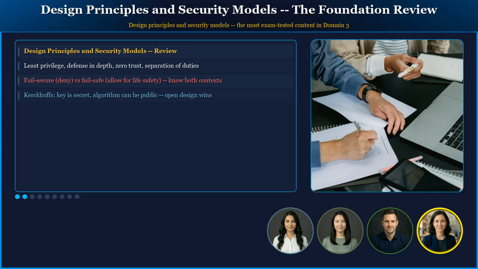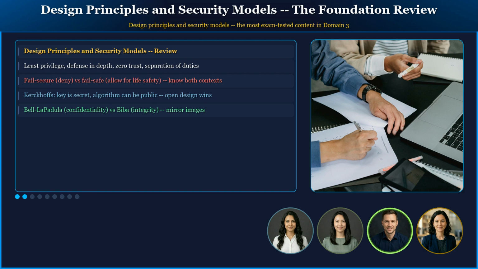Security models are the most common Domain 3 scenario source. Describe a behavior, identify which model it implements. Bell-LaPadula is confidentiality: no read up, no write down. Biba is integrity: no read down, no write up. Those 4 rules resolve most model questions.